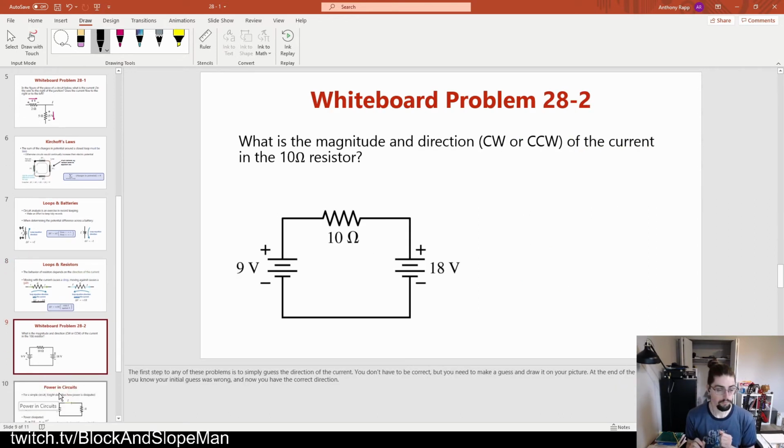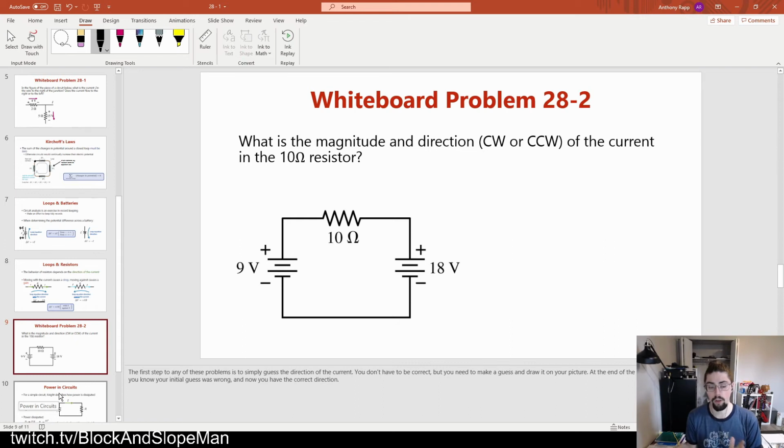Speaking of, here's another problem. Step 1. There's not multiple currents because there's no branching paths. There's only one current going through this circuit, but I want you to guess. Pick a direction. It doesn't matter. Don't look at the problem at all. Just guess a direction that the current is going to go. Then once you've guessed, draw a loop that matches that direction of current.